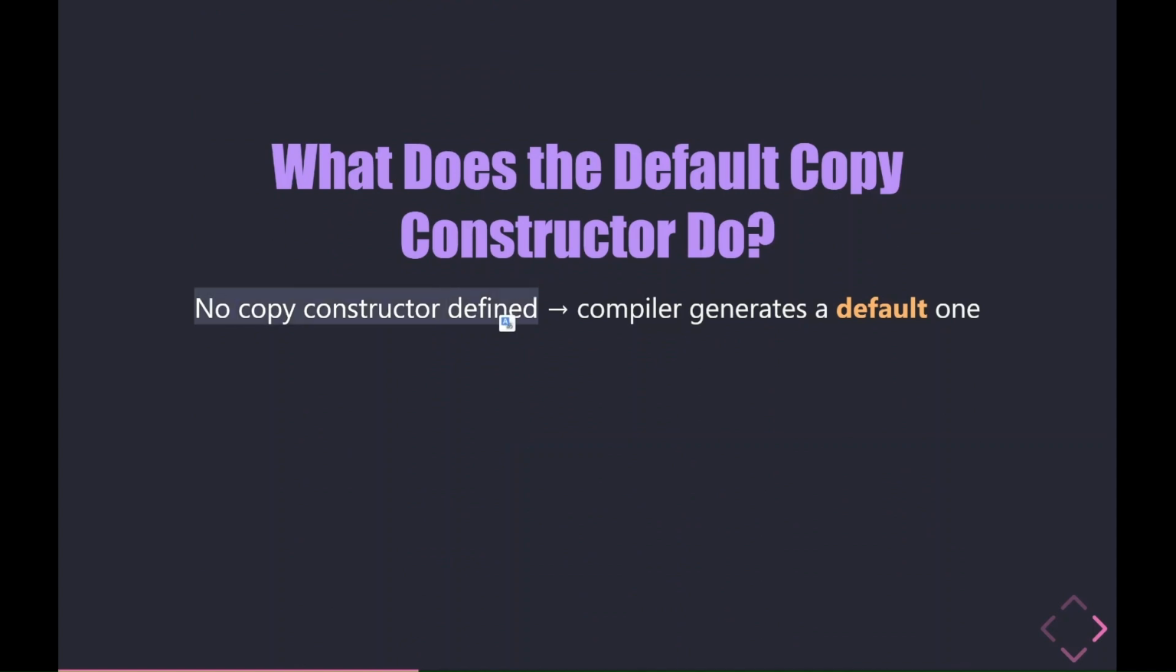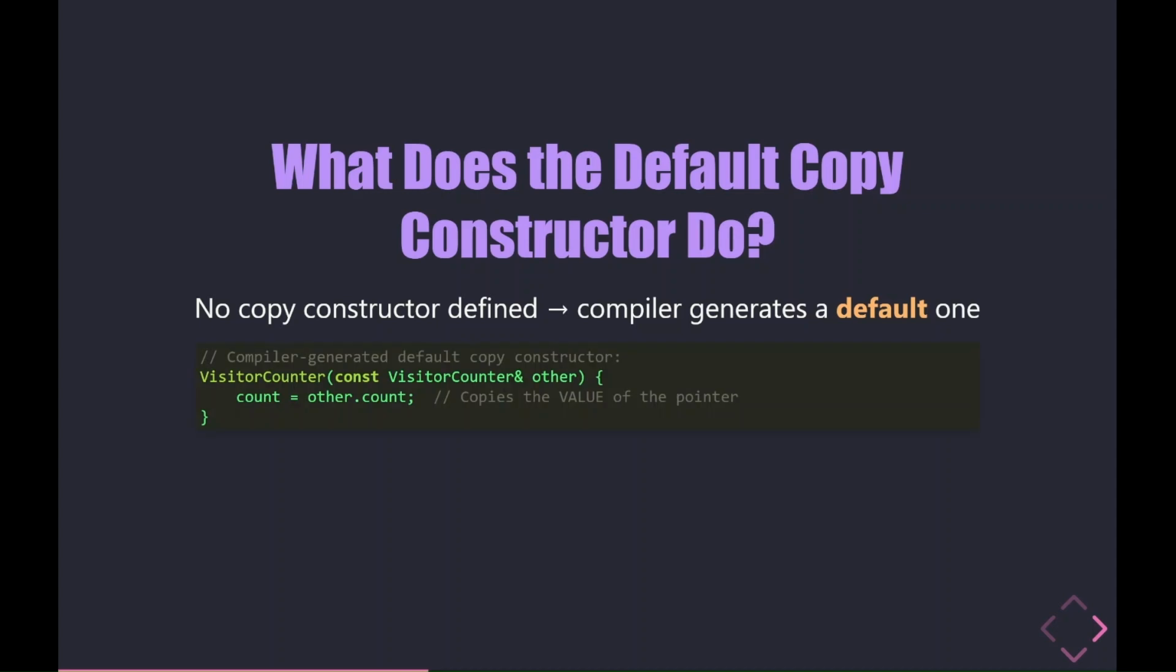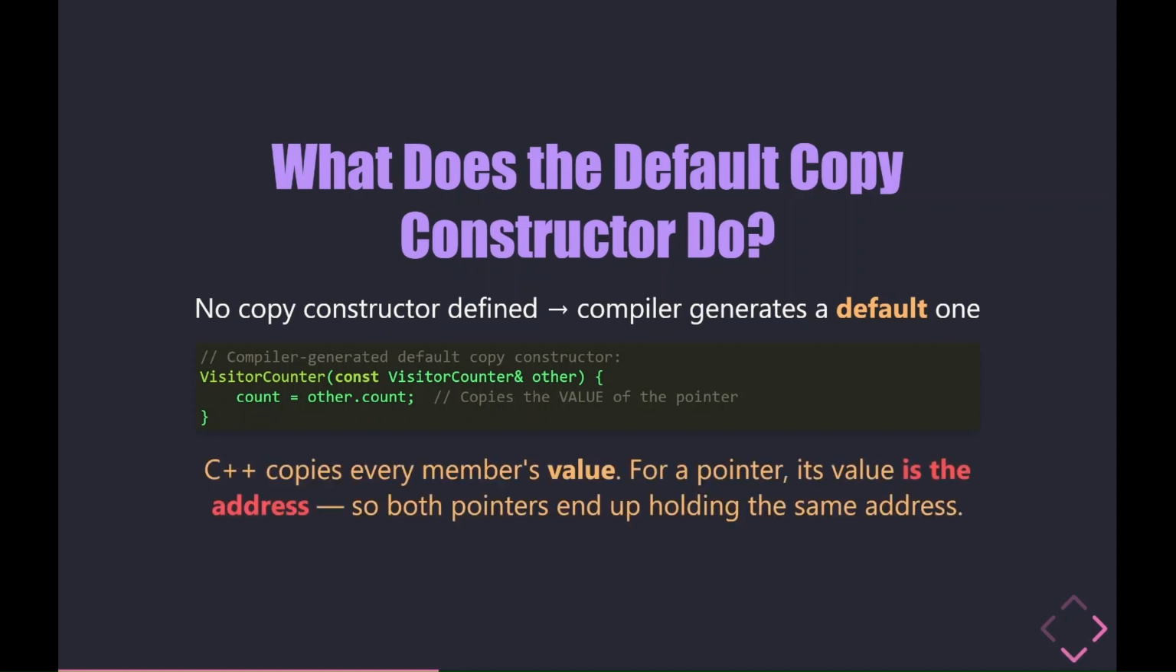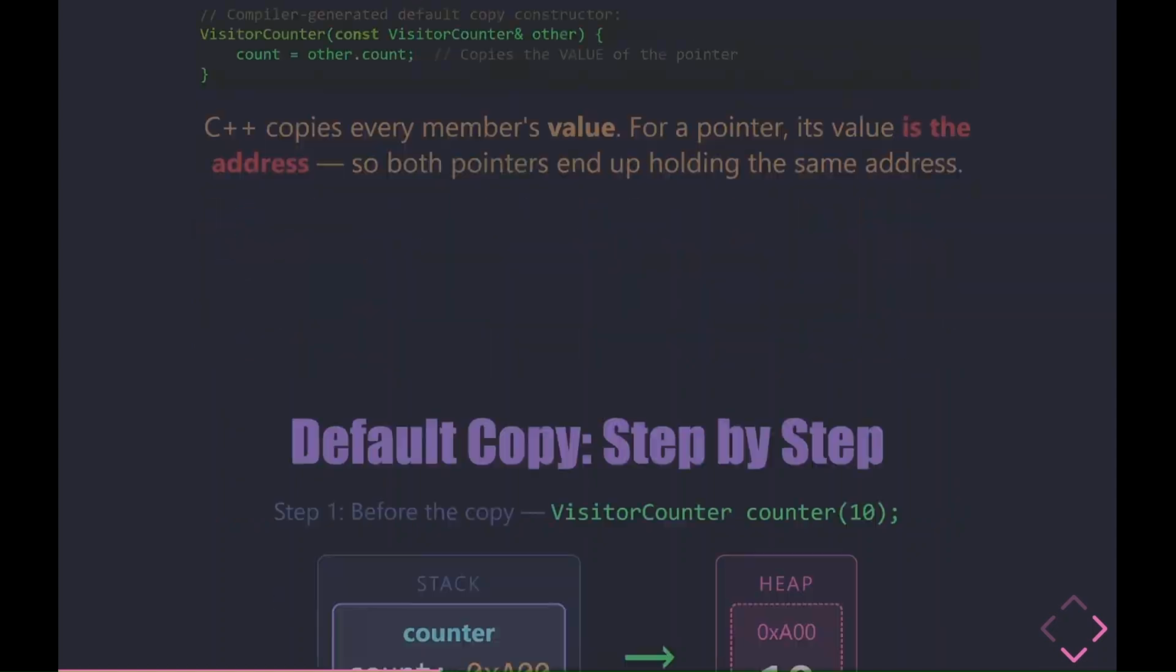Because the copy constructor is not defined, the compiler will generate a default one. In the default copy constructor, the compiler will copy everything, every member's value, to the other object. However, for a pointer, the value of a pointer is the address instead of what it points to. So it will only copy the address like this.